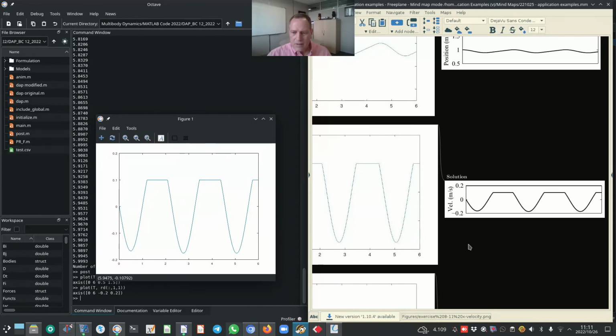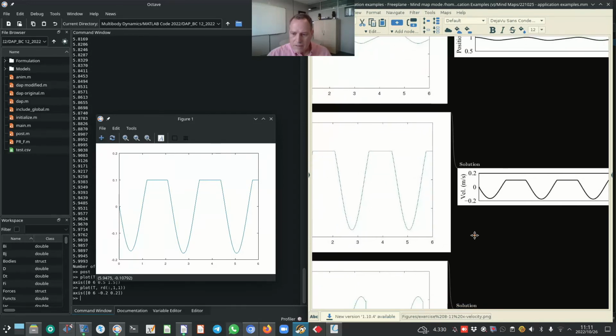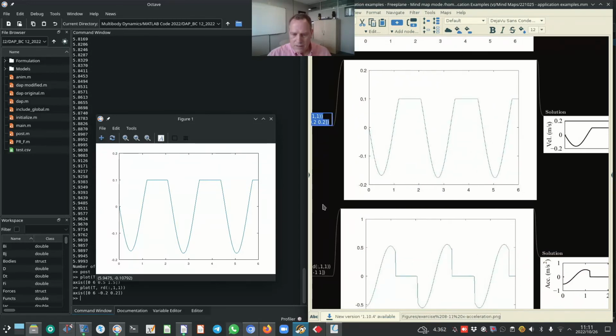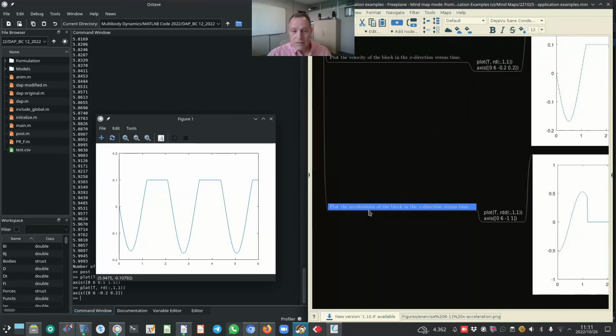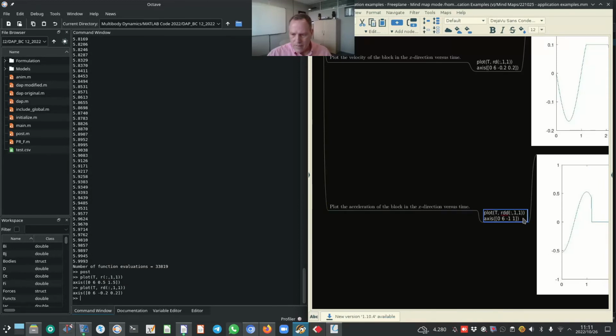Okay, now let me just finish all the results. So the last task is to plot the acceleration of the block in the x direction. Let me just copy these commands and paste them in the command window.